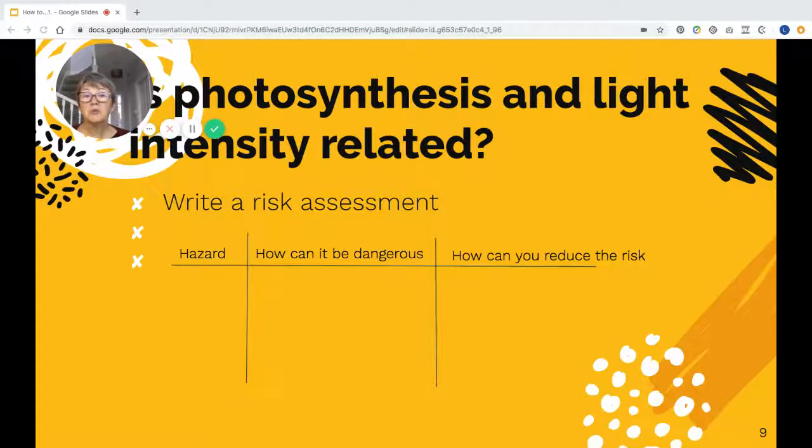Now, when you do a method, you must write a risk assessment, or they could ask you about hazards to do with an experiment separately. I would always advise you to write this table down. It just takes 3 quick lines. Even if you've got lined paper to write on, it doesn't matter, still write this table down. Write your hazard, how it can be dangerous, and how you can reduce the risk. Depending on the marks, if this is a 2-mark question, I would just put 1 hazard down and follow it through the table. If it's a 4-mark question, then I would do at least 2 different hazards.